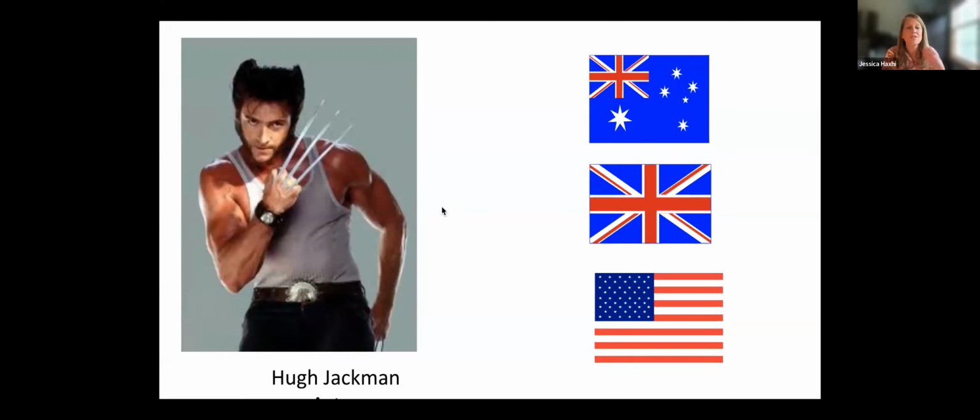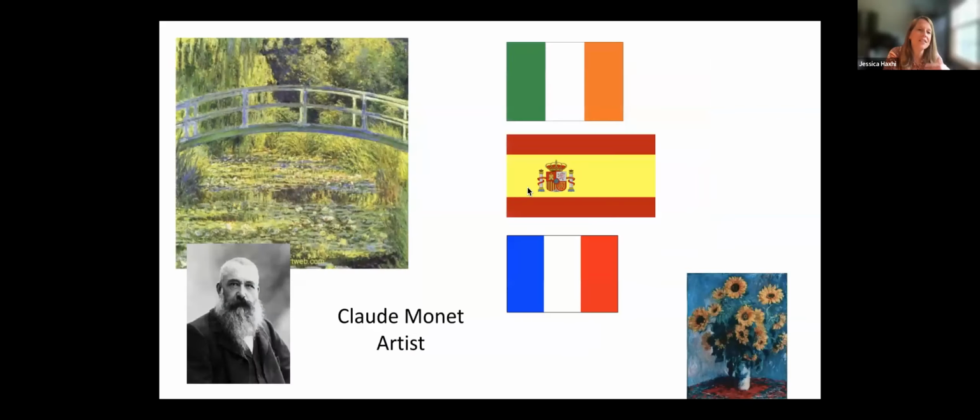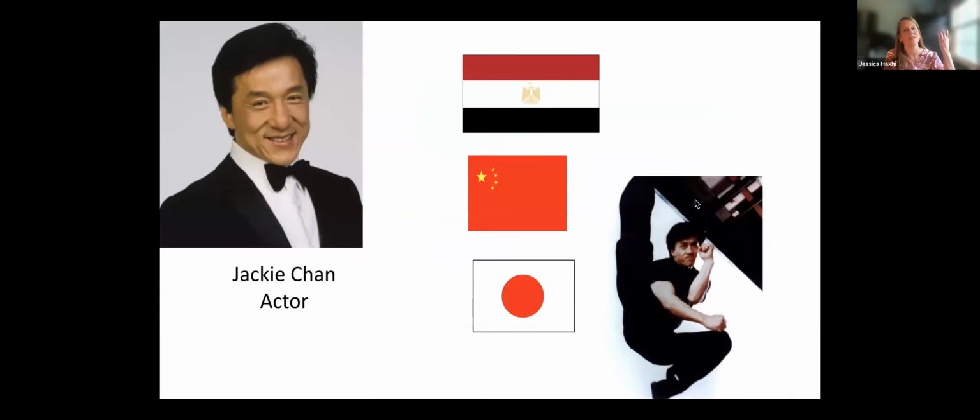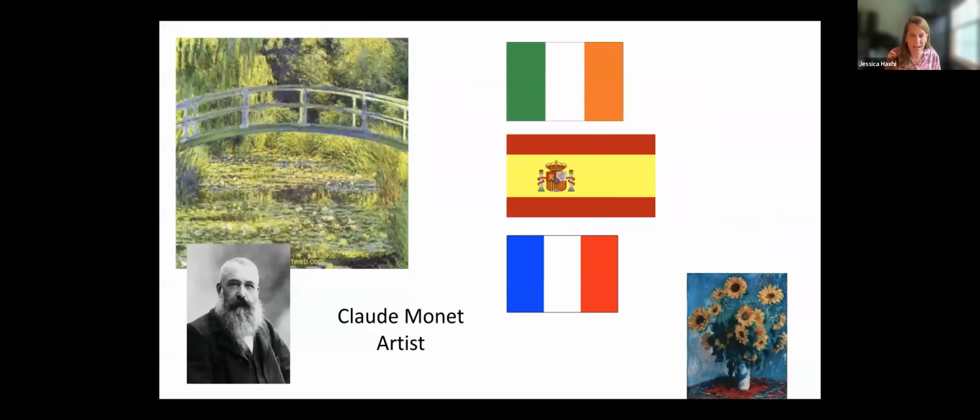So Hugh Jackman-san wa オーストラリアから来ました。オーストラリア、イギリス、アメリカ。ピンポンピンポン、オーストラリアから来ました。Okay, so that's just an example of, oh, I had more. I forgot I had more. Claude Monet-san wa どこから来ましたか？イタリアから来ました。ごめん、アイルランドから来ました、メキシコから来ました、フランスから来ました。フランスから来ました。ピンポンピンポン。Okay, so those are some examples. Those are things that I could give you tomorrow and you could do in any language, those slides.